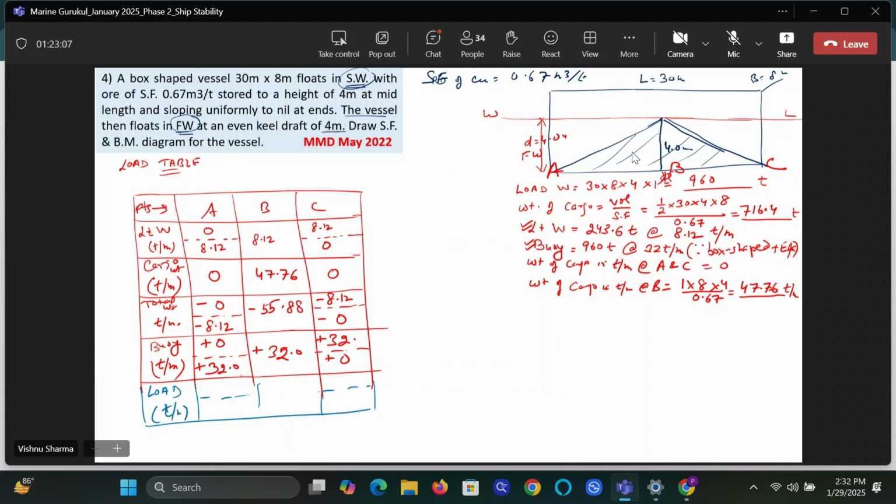These two have to be divided. So 23.88. This will be plus, this is plus. Right. This will be minus 23.88. This will be plus 23.88. And this will be 0. Correct, guys? Correct, sir. Okay. Correct. Now we'll make the load diagram before we proceed further.